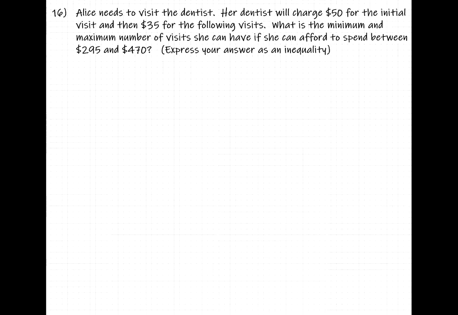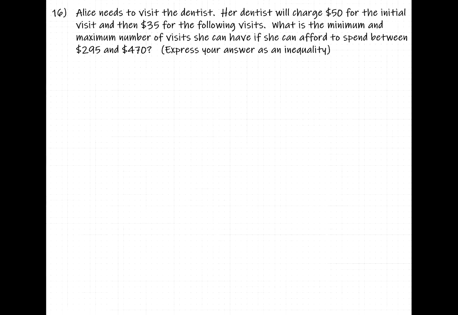Alice needs to visit the dentist. Okay, her dentist will charge $50 for the initial visit and then $35 for each of the following visits. What is the minimum and maximum number of visits she could have if she could afford to spend between $295 and $470? And we're going to want to express our answer as an inequality.